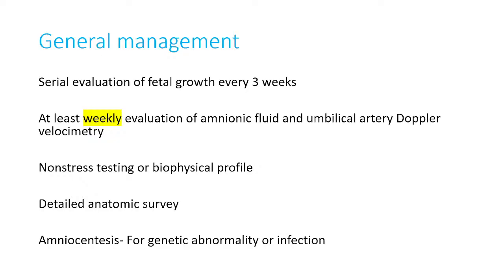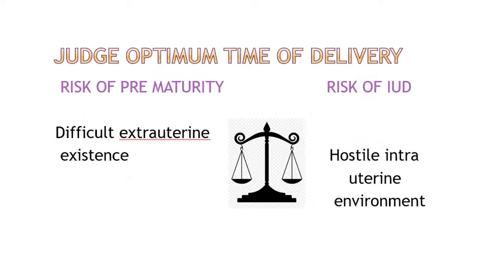So, there is a machine which we connect to the maternal abdomen, through which we record the fetal heart rate. That is called the non-stress test or biophysical profile. Then detailed anatomical survey should be done to detect whether any anomaly is present in the fetus. Amniocentesis can also be done to detect genetic cause or infection. So, these are the general management. Specifically, what is the algorithm? I will show you.